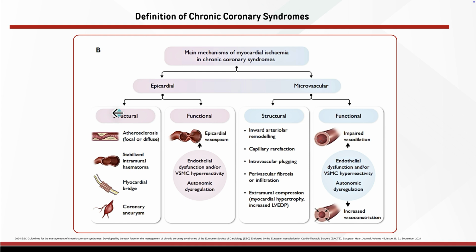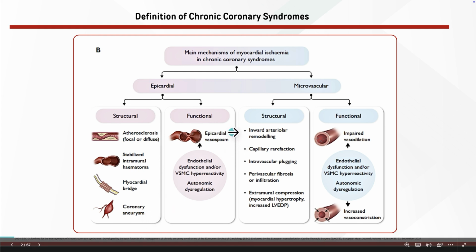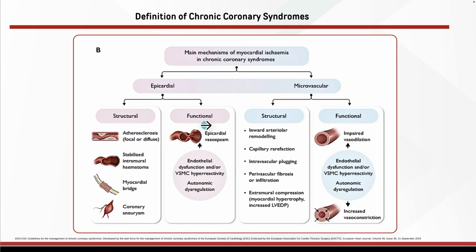Structural abnormalities include atherosclerosis, spontaneous coronary dissection, myocardial bridge, coronary aneurysm. Functional disorders, epicardial vasospasm, we used to know as Prinzmetal's angina, is due to autonomic dysregulation or endothelial dysfunction or hyperactivity of the vascular smooth muscles.